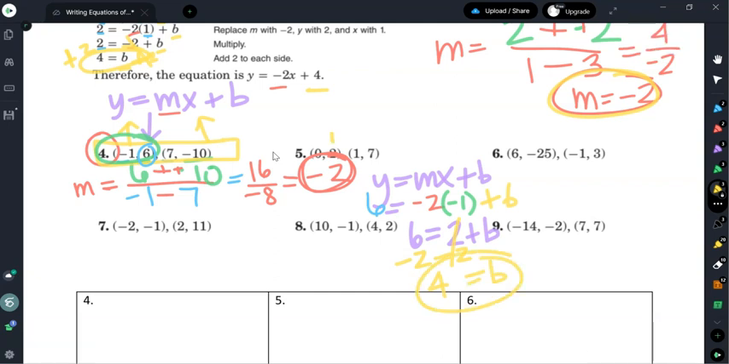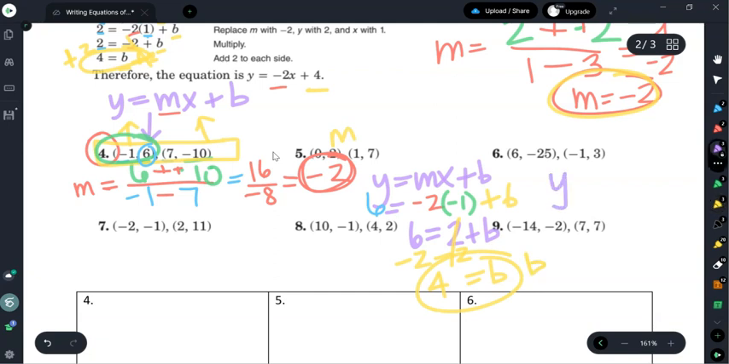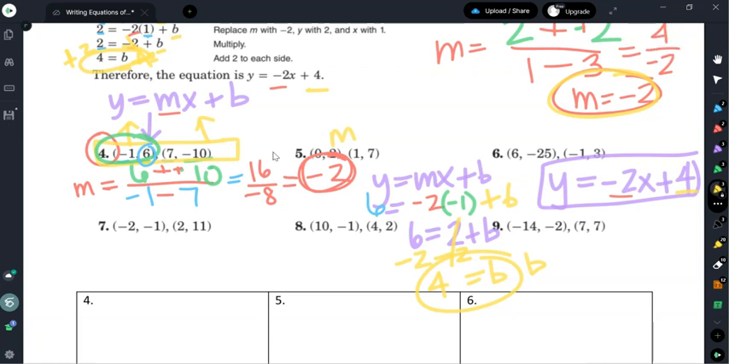Now I know m and I know b. So I can write my equation. Y equals -2x plus 4. And again, there's m, there's b. So that is how you write the equation of a line given 2 points. You have to find the slope first, then plug in.